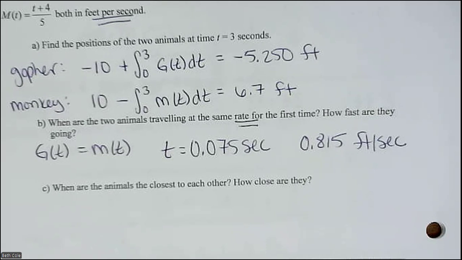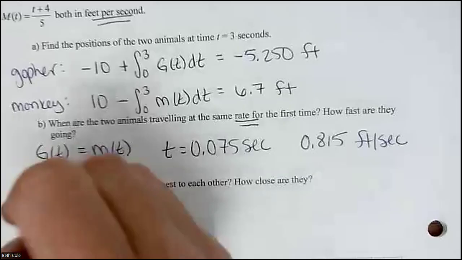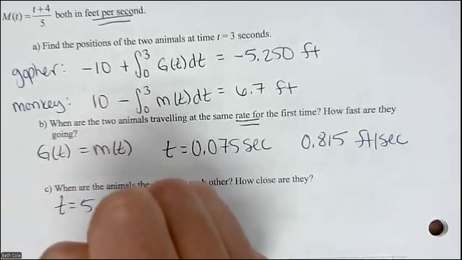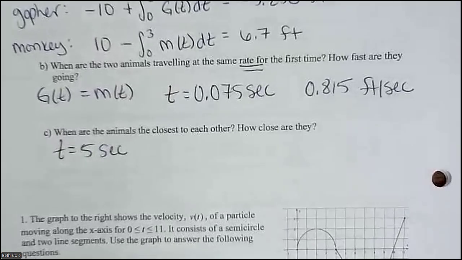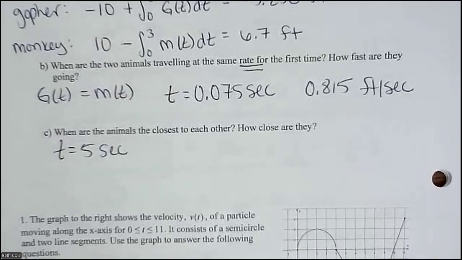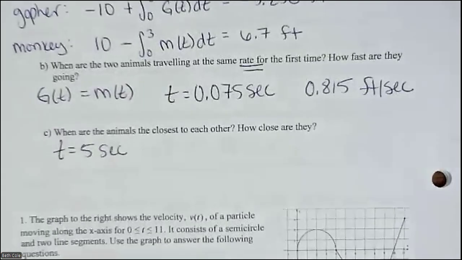Part C, you're going to have to remember what I told you was important. When are the animals closest to each other? Well, it says they move towards each other for how long? So when are they closest to each other? 5 seconds. What they're doing is they're ending the story at 5 seconds. Your window is from 0 to 5 and that's it. What they do after that is their business. We're not concerned with that, okay?